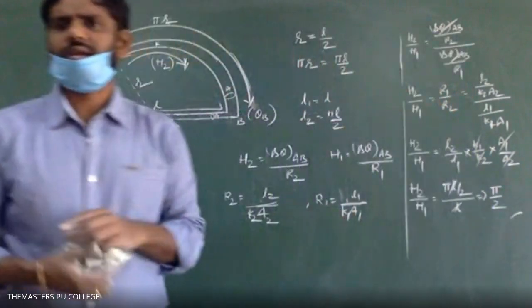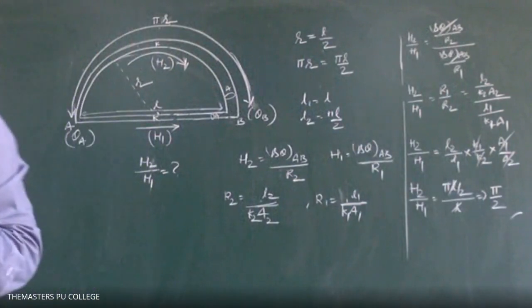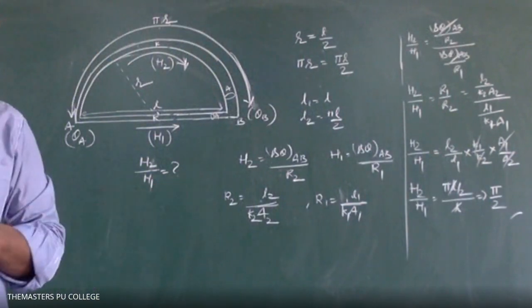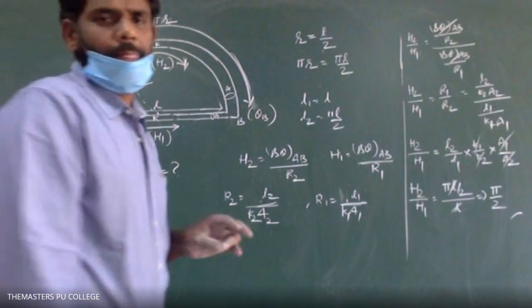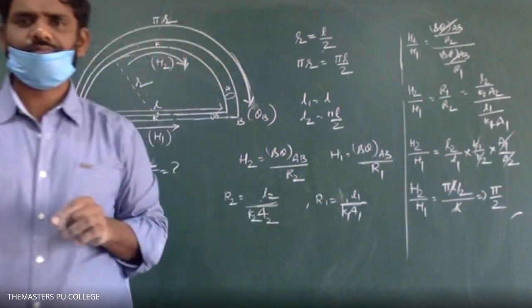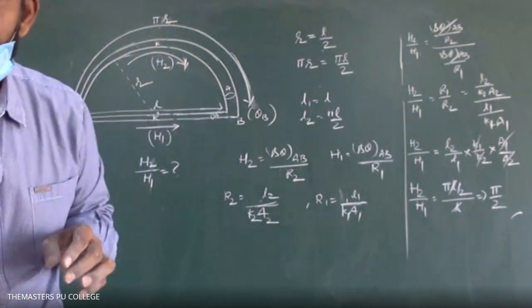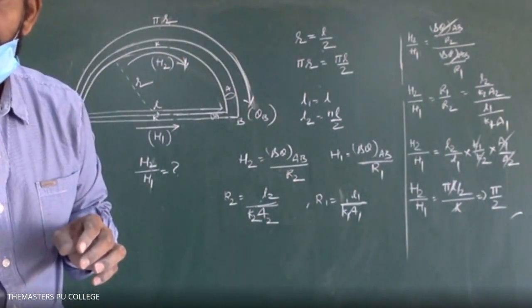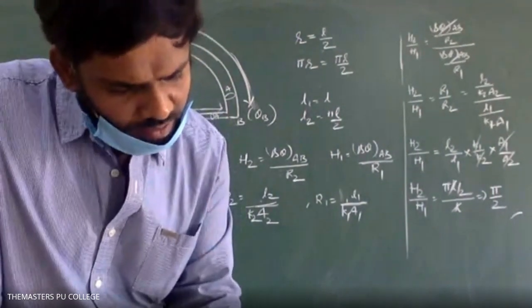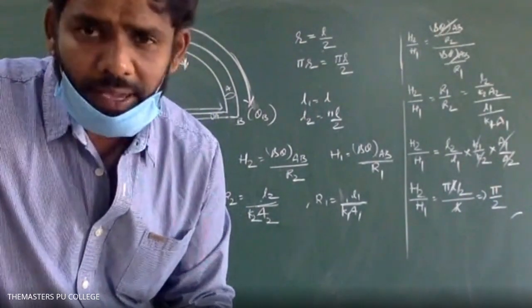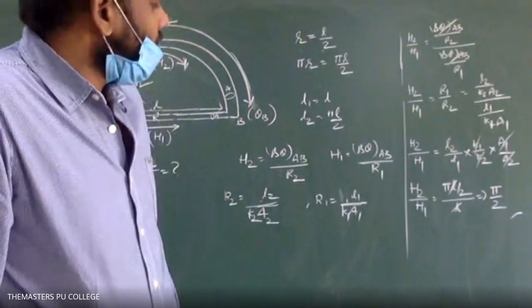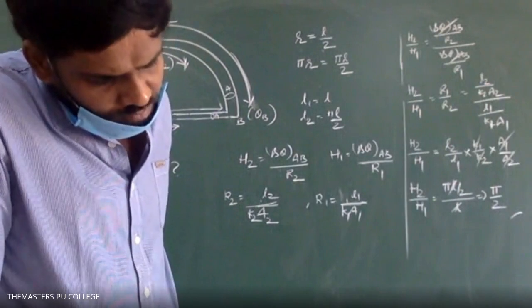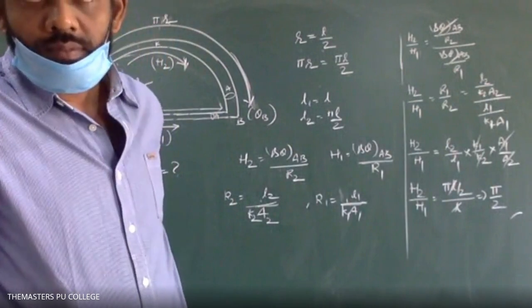Check the answers, correct or not? We got an option, 2 by pi. Okay, so this is about the problem. Sir, in the solution part they have given 2 by pi only, sir. But we got pi by 2, no? So in options they have given pi by 2 and in the solution they have given 4 by pi, 2 by pi.